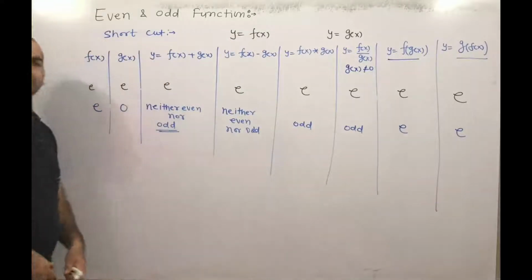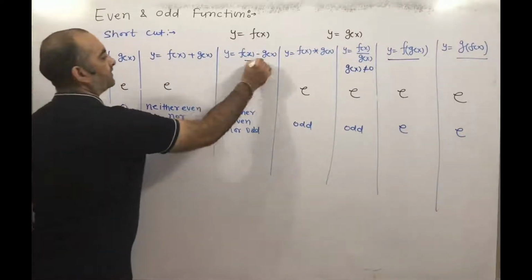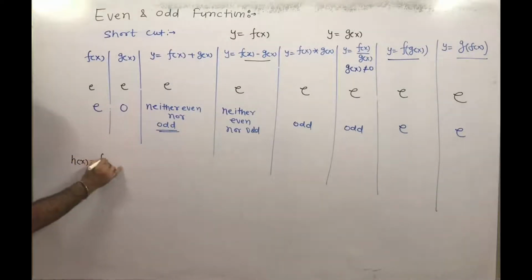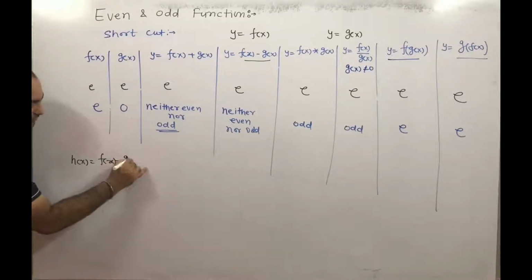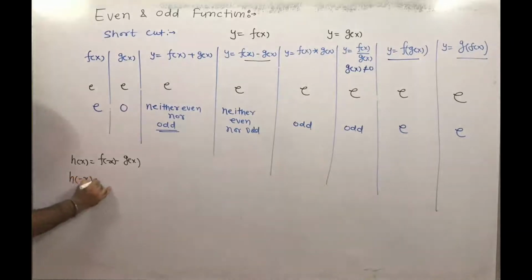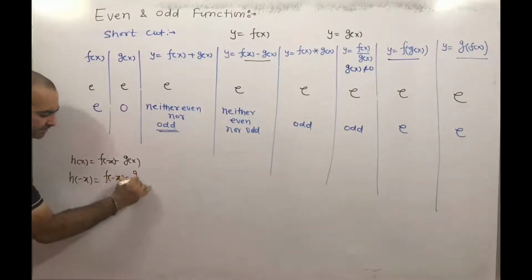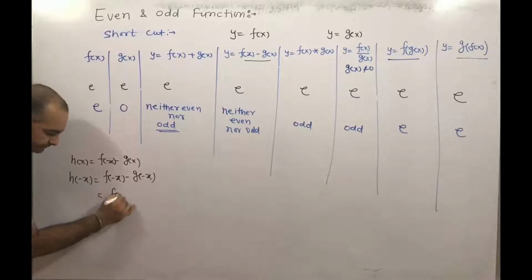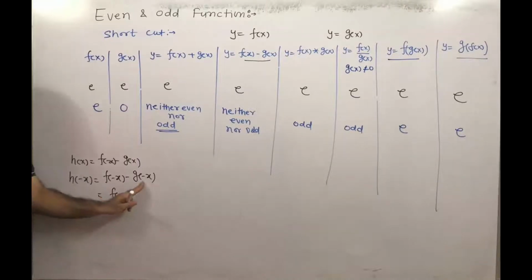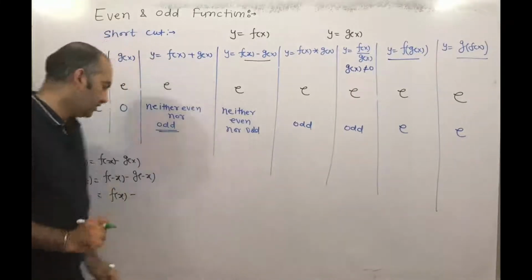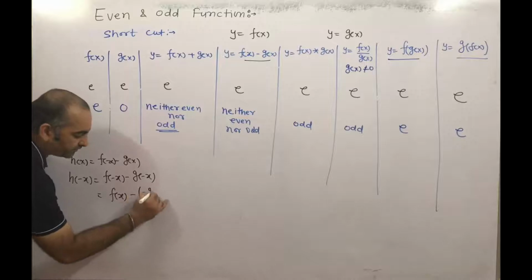How to check? First we discuss f(x) - g(x). We take this as h(x) = f(x) - g(x). Instead of x we replace -x. So h(-x) = f(-x) - g(-x). Now f(x) is an even function, so f(-x) we can write f(x), minus g(-x). g(x) is an odd function, so g(-x) we can write minus of g(x).